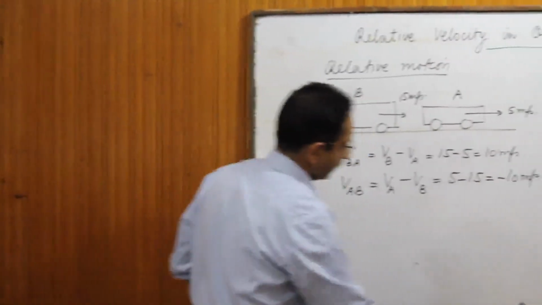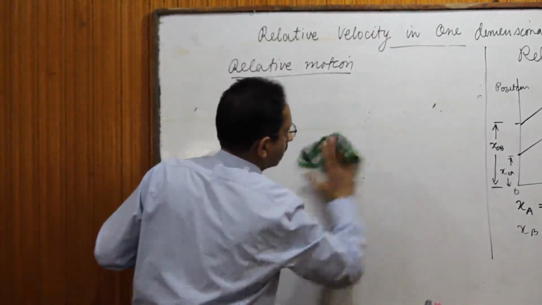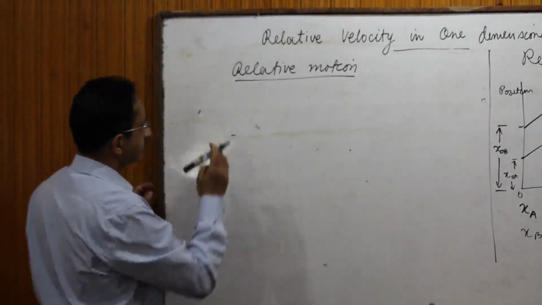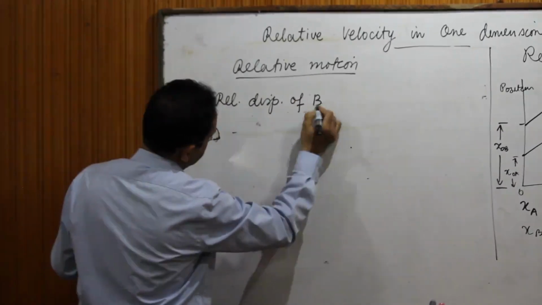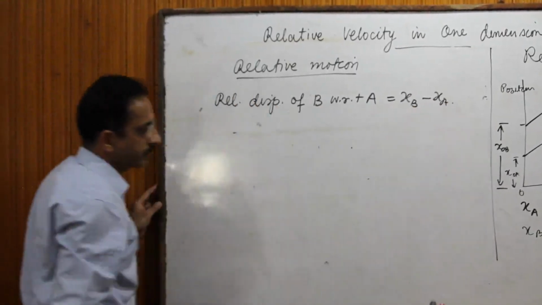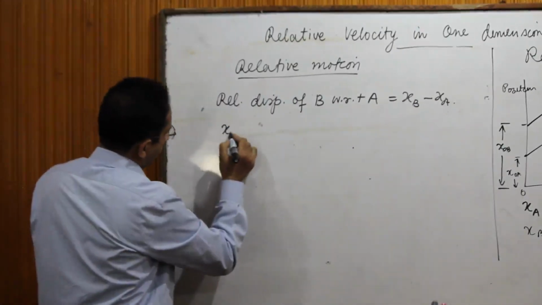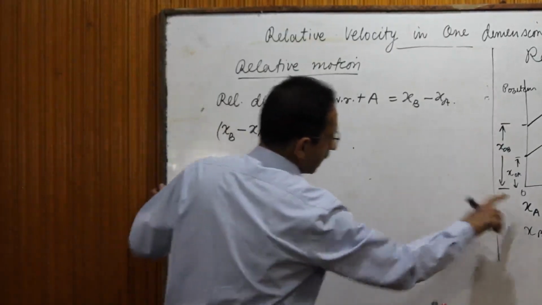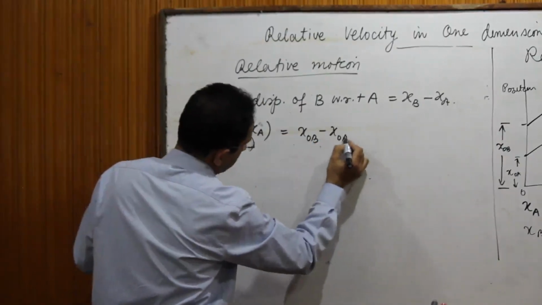So from here, if I find now the relative displacement of B, it will be given by xb minus xa. So let's subtract these two equations to obtain xb minus xa. So I have xb minus xa is equal to x0b minus x0a.